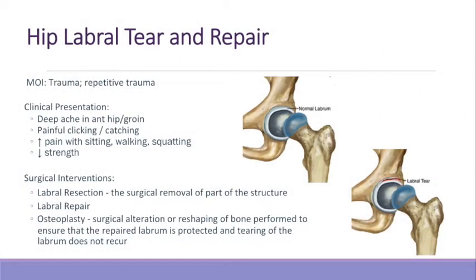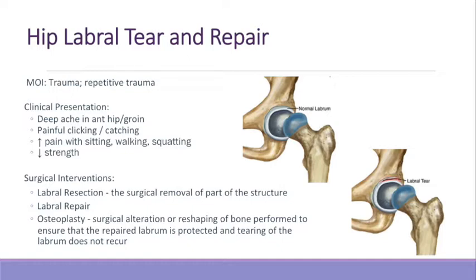Hip labrum tear. I'm pretty sure I have one of these, but I haven't gotten the MRI yet. So let's talk about the mechanism of injury. Trauma, right up there, and it's usually caused by repetitive trauma to the hip joint with demands like twisting, cutting, which is when you do those sharp changes in direction when running, and compression forces. I damaged mine as a dancer.